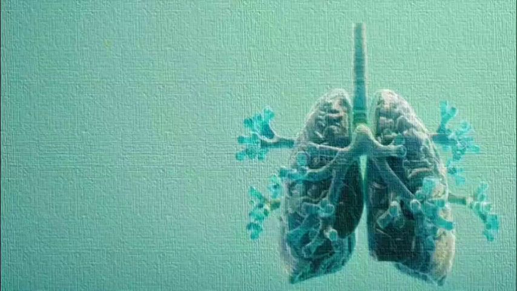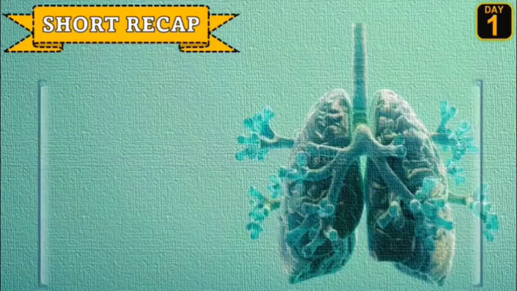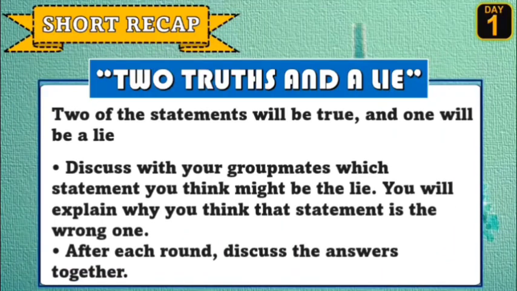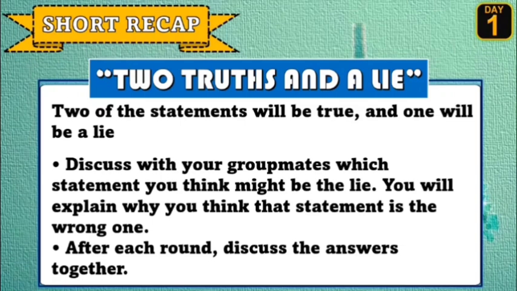For our day 1, let's have a short recap. This activity is 2 truths and a lie. 2 of the statements will be true and 1 will be a lie. Discuss with your group mates which statement do you think might be the lie. You will explain why you think that statement is the wrong one. After each round, discuss the answers together.